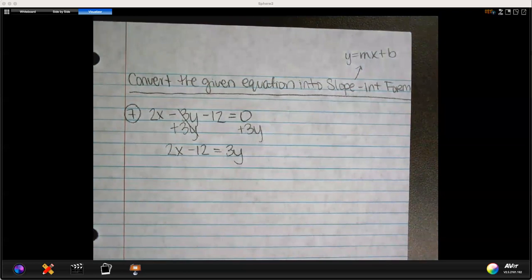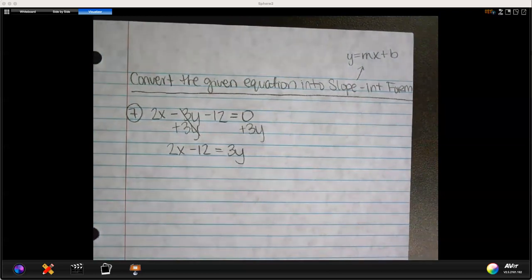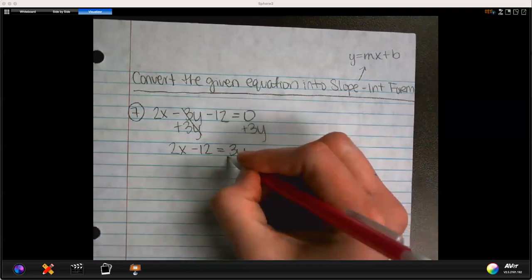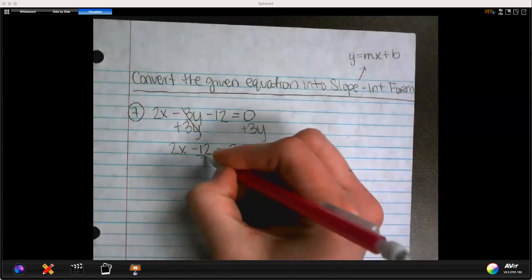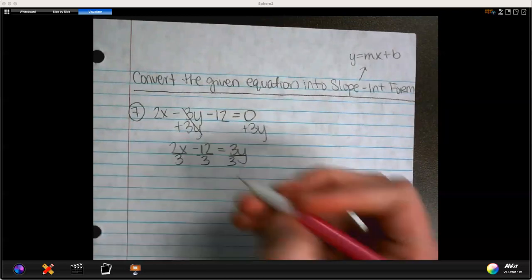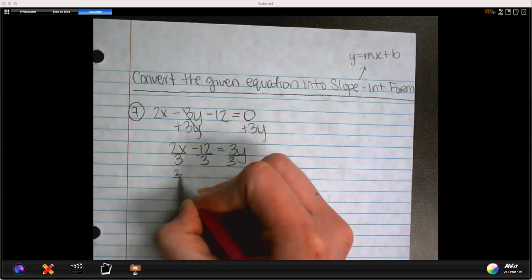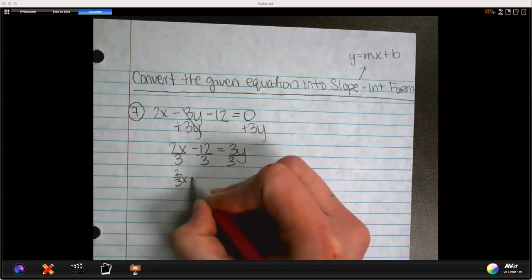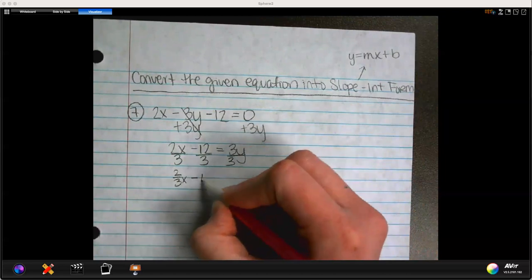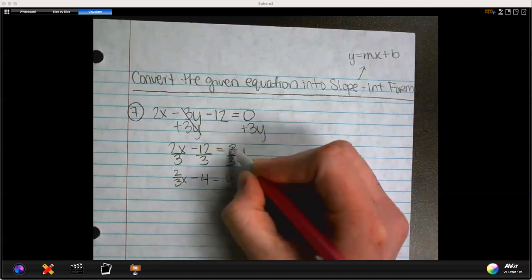Okay, so now we have the y on its own side. However, it's not completely isolated. So the last thing I would need to do is divide by 3. And remember, when we divide, we would have to divide by each term, which gives me 2/3 x minus 12 divided by 3 is 4, which equals y.